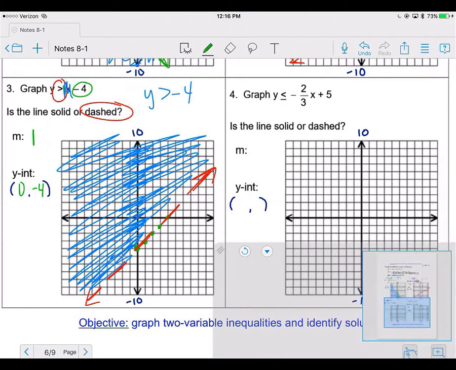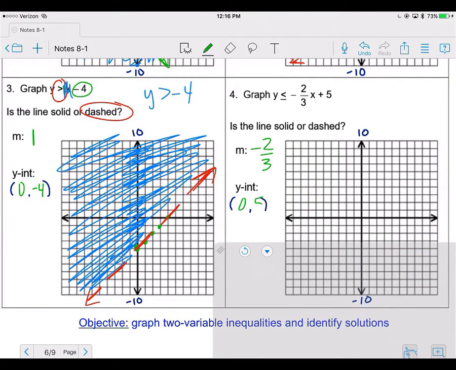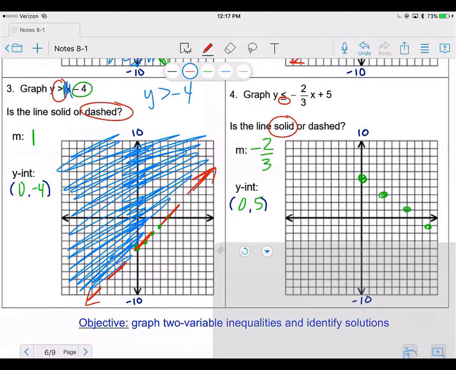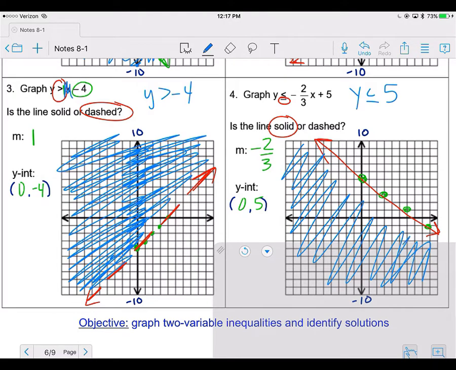Problem 4, my slope is -2/3. My starting point is at 0, 5. So I start up at 5 and go down 2, right 3, down 2, right 3, down 2, right 3. This is going to be a solid line because the inequality symbol with a line underneath it shows me what type of line I'm going to have. And then for my shading, y is less than or equal to 5. Less than 5 would be anything below 5. So below my line is where I'm going to shade.